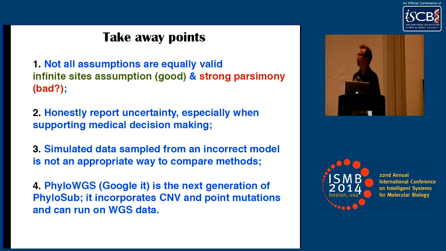We have a new version of PhyloSub that's available on arXiv and bioRxiv, and is currently in review. It's the next generation of PhyloSub. It incorporates copy number variations, which we don't detect ourselves, but if someone provides them to us we can use them, along with point mutations. It can also run on whole genome sequencing data, even without copy number variations, based on mutation frequencies alone. We're talking about read depths between 30 and 200.